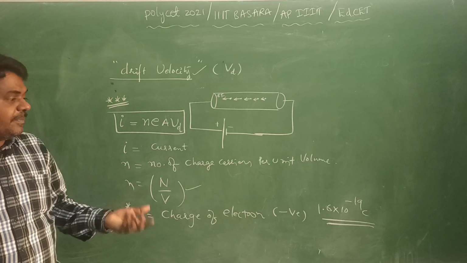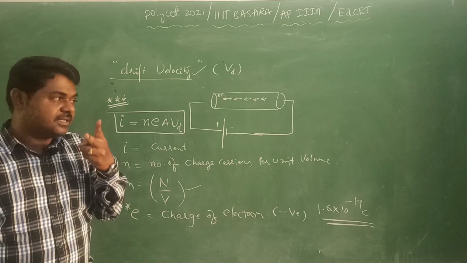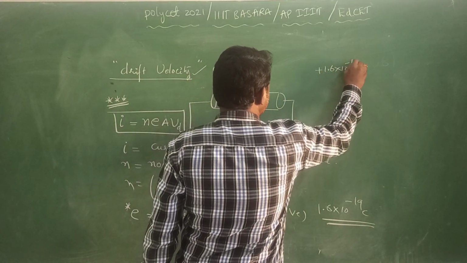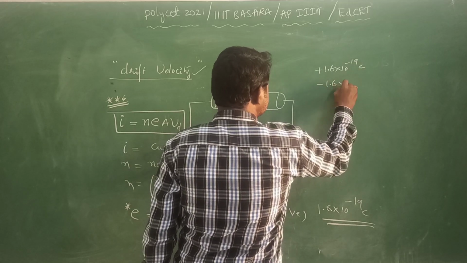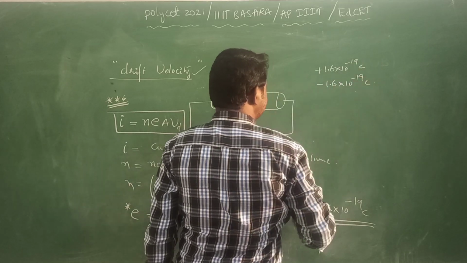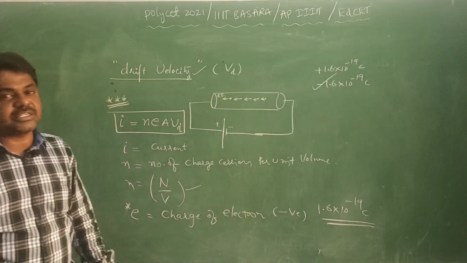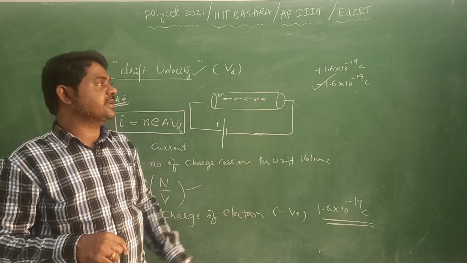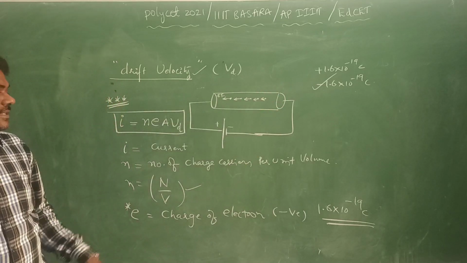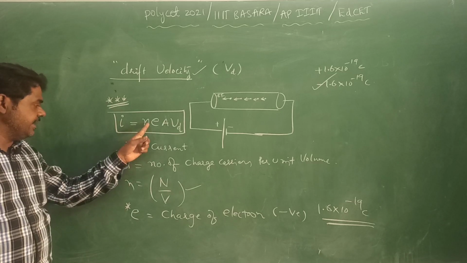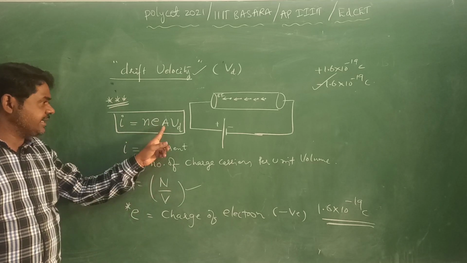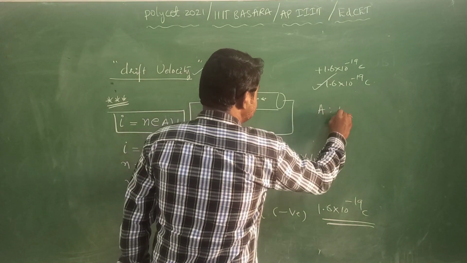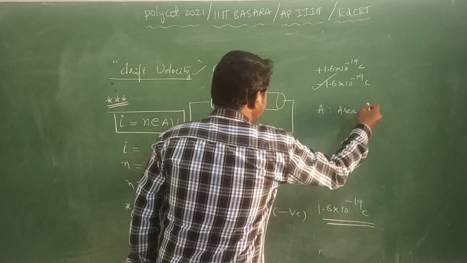In the options, if we have two options like this: what is the charge of electron? Plus 1.6 into 10 power minus 19 coulomb, or minus 1.6 into 10 power minus 19 coulomb. Then this is the correct answer: the charge of electron is always negative. So minus 1.6 into 10 power minus 19 coulomb is the charge of electron. Then I, N, E completed. Then what is A? A means area. Area of what? Area of cross section.